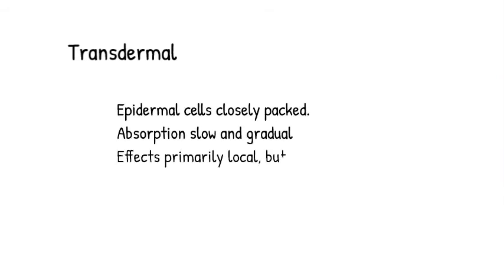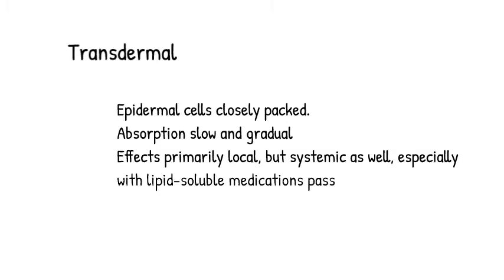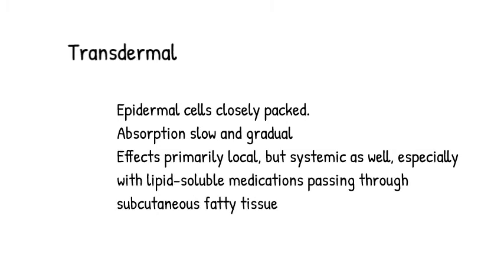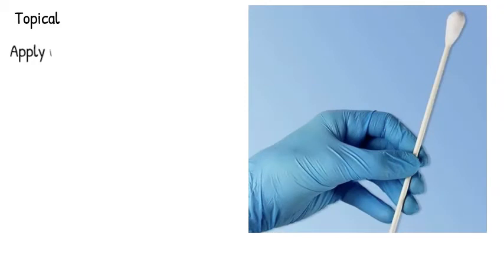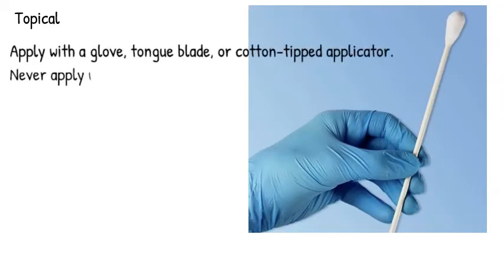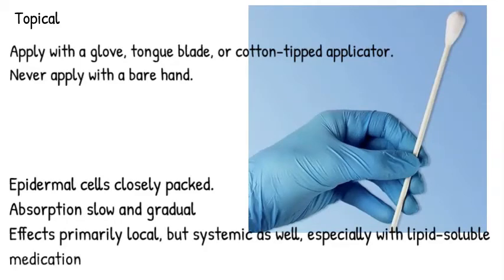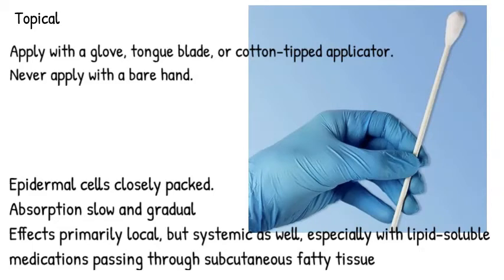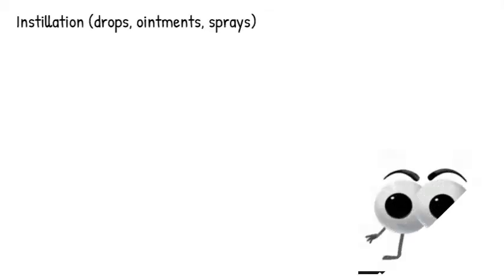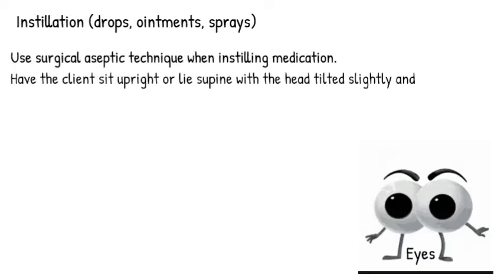When applying a topical medication, you're going to always wear gloves. You can use a tongue blade or a cotton tip applicator, but never ever use your bare hands when you are applying a topical medication. When you are placing eye drops or eye ointment, always wear your gloves. When you are using the ointment, it should be a very thin line, and place that in the conjunctival sac area. But you're going to always wear gloves when you are instilling eye drops.